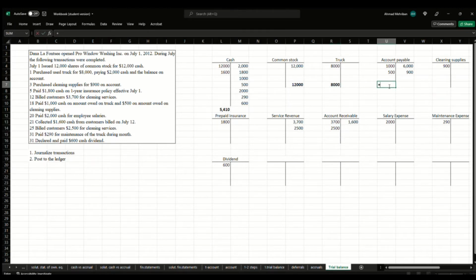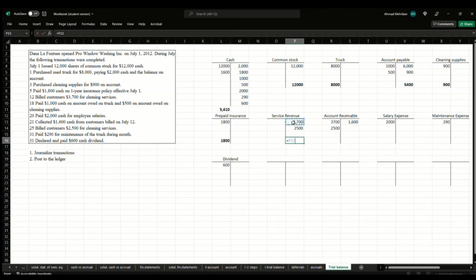Now we have here 1,500 minus 600. Oh, sorry, this is account payable, so it has to be on the credit side. So 6,900 minus 1,500, and that's 5,400. The cleaning supplies remain the same, 900. That's the balance for the end of the period. This is the pre-adjusting period.